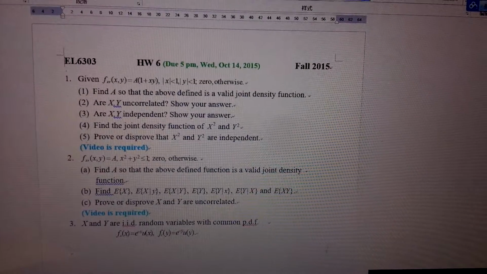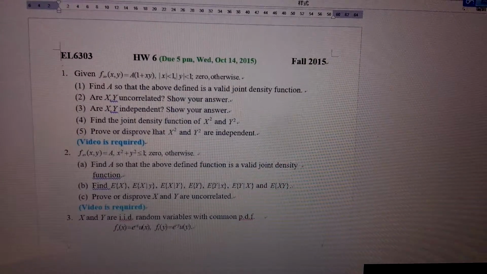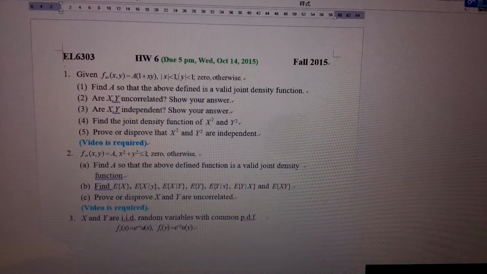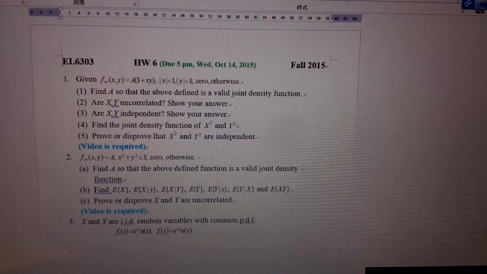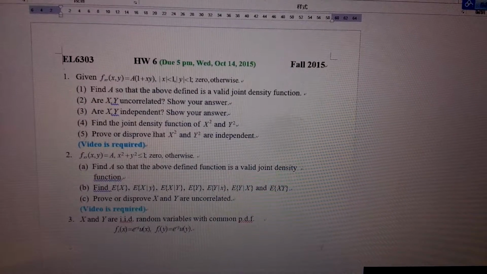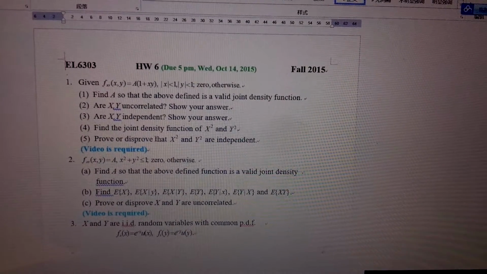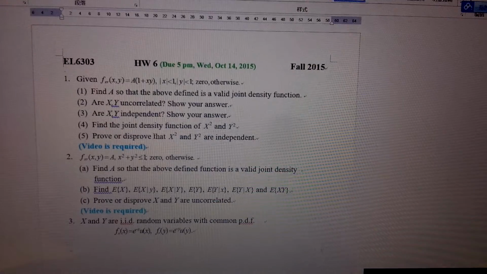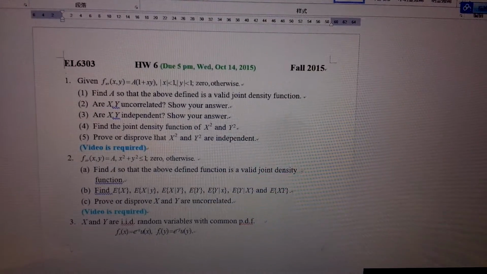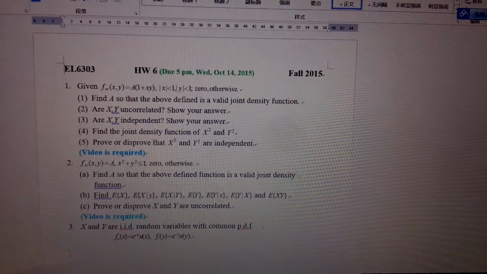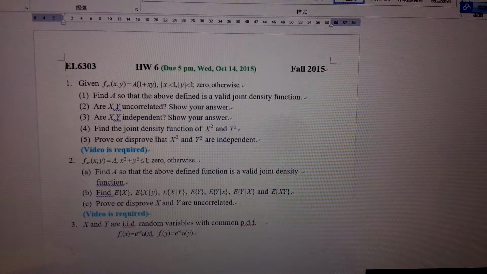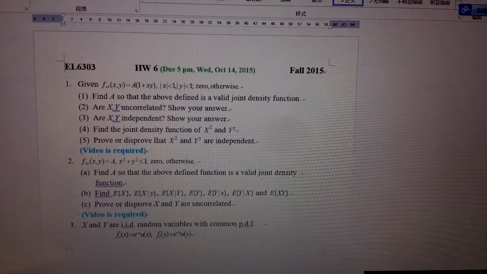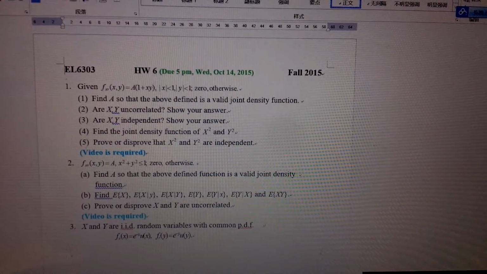So let us begin to deal with these two questions. The first question is giving us the joint density function of x and y, and first it asks the value of a, then whether x and y are uncorrelated or correlated, and whether they are independent. Then the joint density function of x squared and y squared. Finally, find out whether x squared and y squared are independent or dependent.